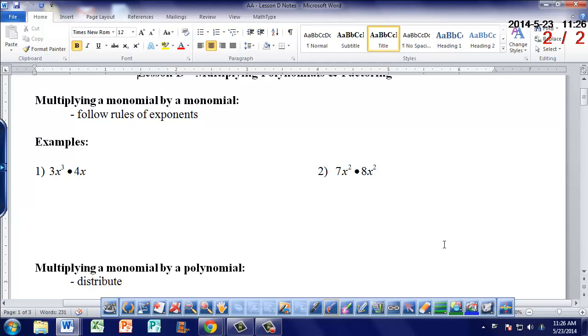Okay, when we multiply just one term by one term, you're going to multiply the coefficients, which gives me 12, and x cubed times x. When you have like bases, you add the exponents. This problem, 7 times 8 is 56. X squared times x squared is x to the 4th.